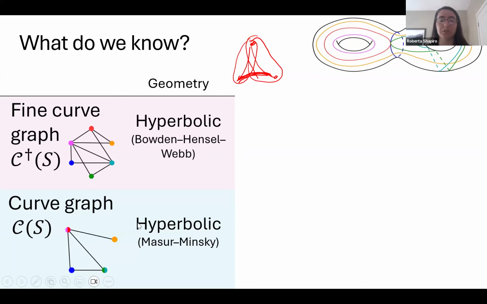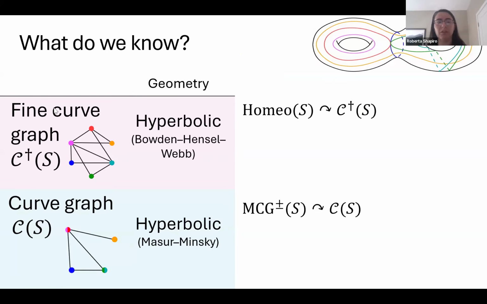Okay. The curve graph was first proven to be hyperbolic by Mazur and Minsky, and there have been multiple proofs since. Whereas the fine curve graph was proven to be hyperbolic much more recently, like 20 years later, by Bowden, Hensel, and Webb. So why do we care about hyperbolicity of these graphs? If these graphs are hyperbolic, we can do geometric group theory on them by seeing which groups act on these hyperbolic spaces. So which groups act? When we have the fine curve graph with all the possible curves, the group of homeomorphisms acts on our graph.